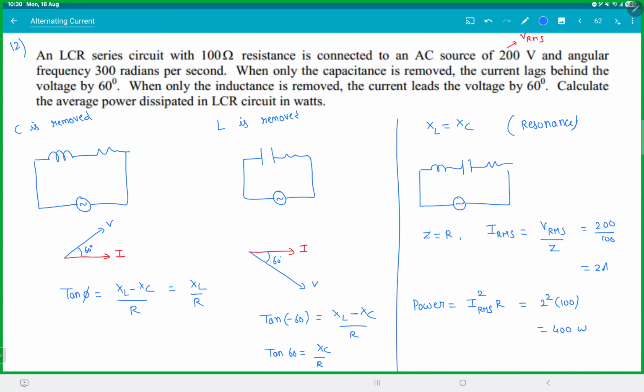Is this making sense, everyone? How did we do this? Clear?